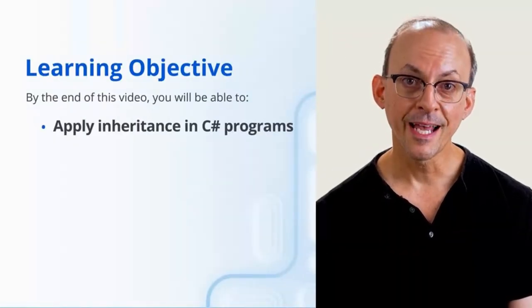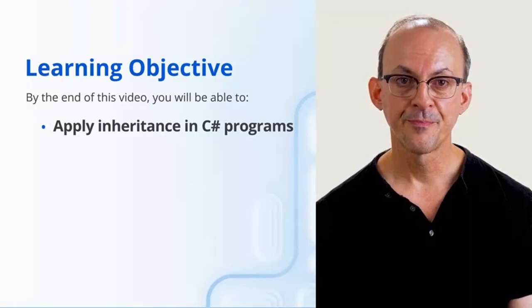Imagine having a blueprint for a house that can be reused and modified to build different types of houses. Inheritance in programming works similarly, using properties and methods from an already existing class. In this video, we will apply inheritance in C# programs. By using inheritance in C#, developers can create a new class that inherits properties and methods from an existing class. The existing class is called the base class, and the new class is called the derived class.